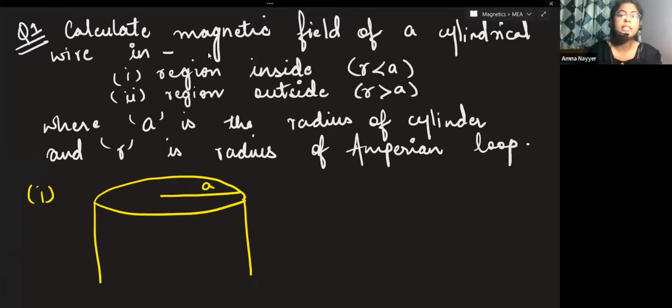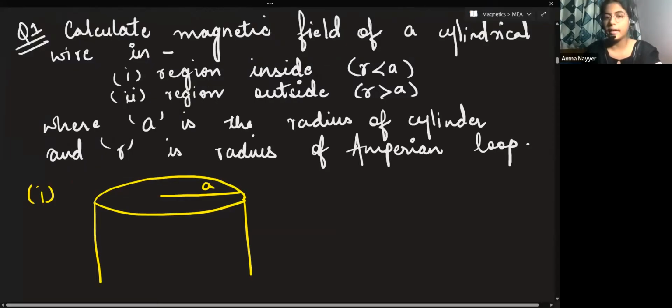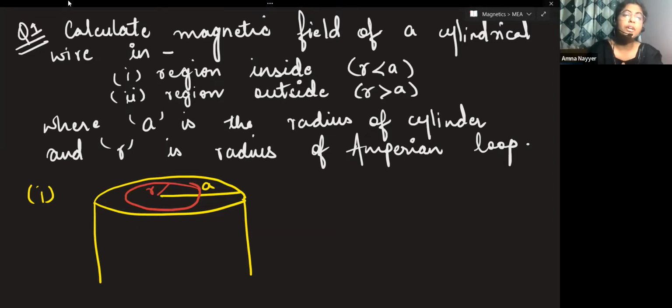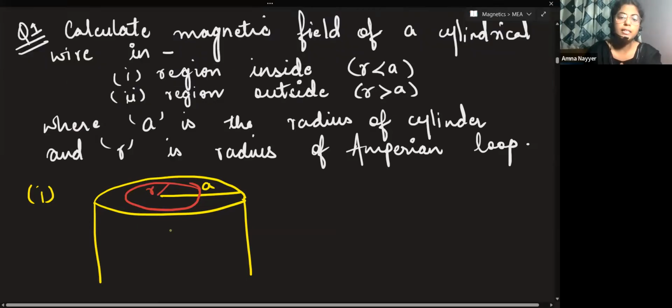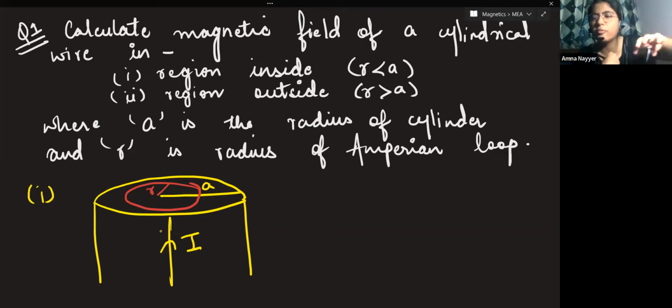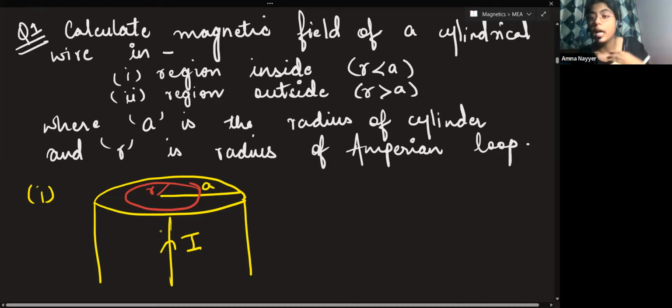Now I have to consider a region inside. Inside means let's say here. So my Amperian loop will be this, and the radius will be smaller. Current is flowing in this complete wire, the whole wire. But see, I am considering this Amperian loop, so all of my properties and all of the formulas will be applicable for this Amperian loop only. I'm not concerned with any part that is outside the Amperian loop.